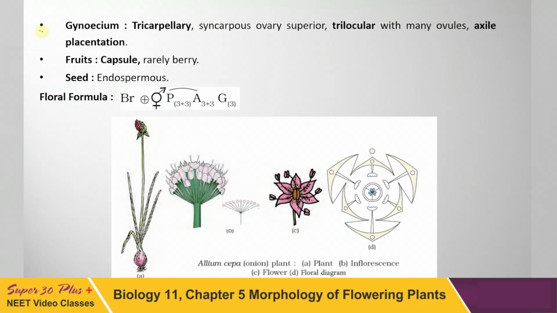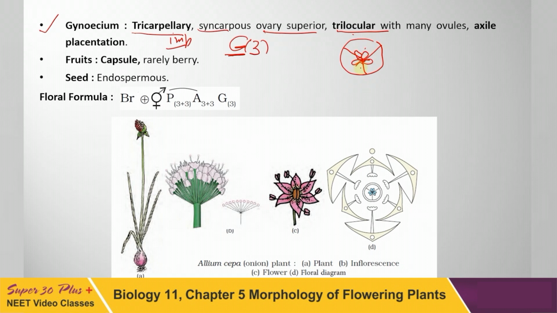Come to the next, the gynoecium of family Liliaceae, tricarpellary, an important character. Syncarpous, how to write? Gynoecium is tricarpellary, syncarpous, and the ovary is superior. It is trilocular, having 3 chambers. How to draw it? It is like this, 3 chambers are there, and this is the axis. On the axis, the ovules are arranged like this.